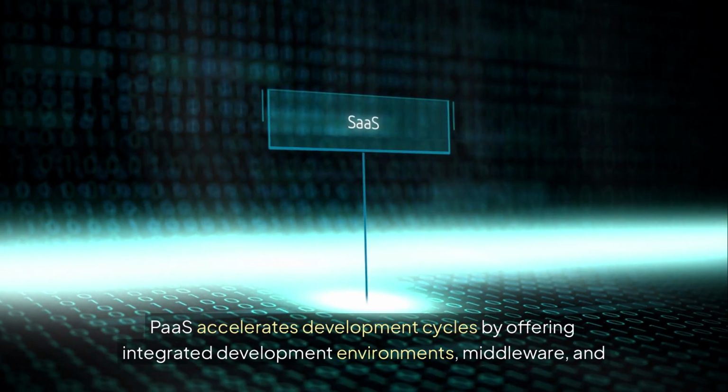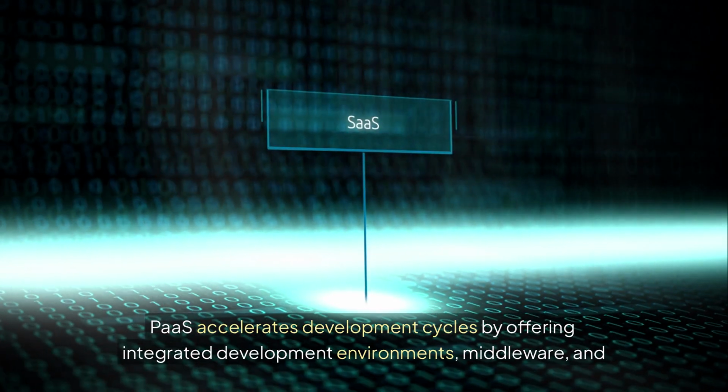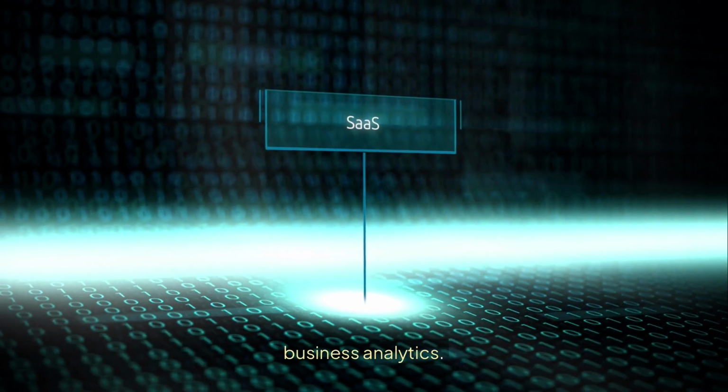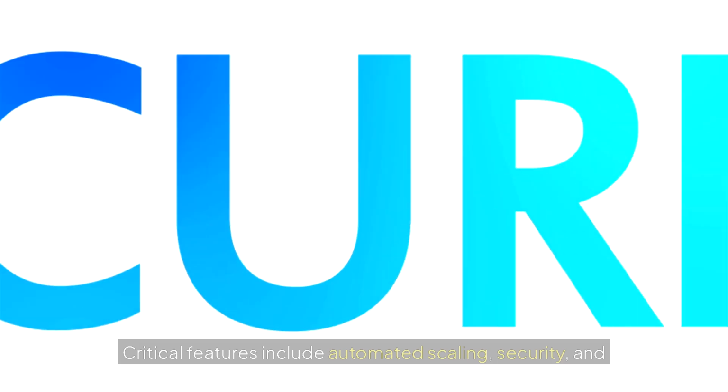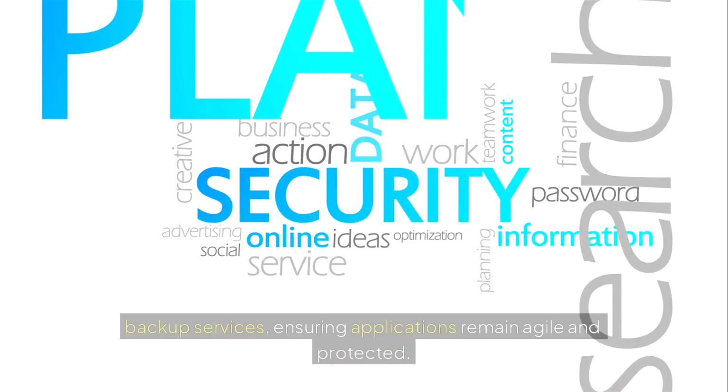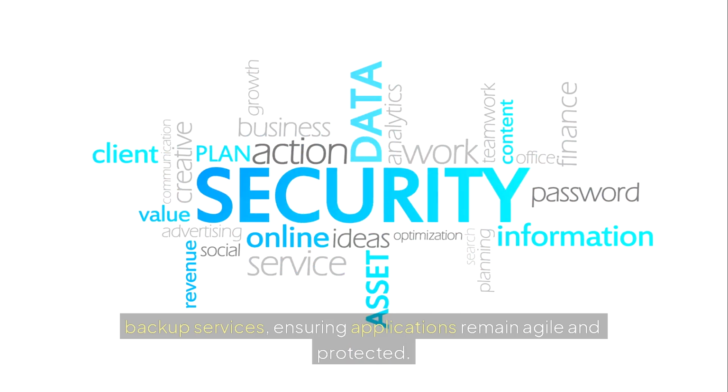PaaS accelerates development cycles by offering integrated development environments, middleware, and business analytics. Critical features include automated scaling, security, and backup services, ensuring applications remain agile and protected.